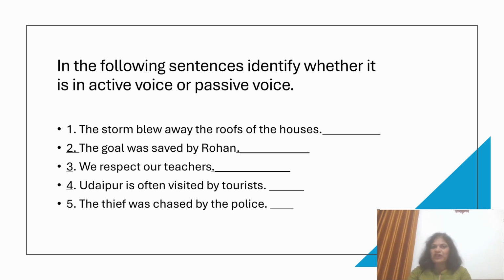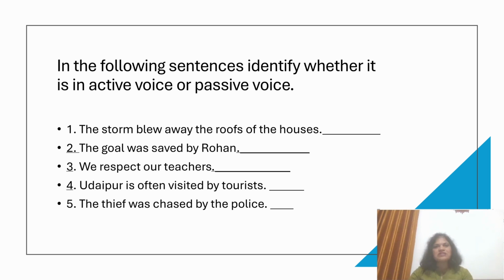In the following sentences, identify whether it is an active voice or passive voice. You have to just find out whether the sentence is in active voice or passive voice. The storm blew away the roofs of the houses. So who is performing the action here? The storm. The storm blew away the roofs of the houses. So it is an active voice. Here the subject is storm. It performs some action. It blew away the roofs of the houses. That's why it is an active voice.